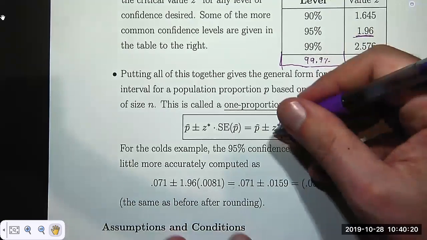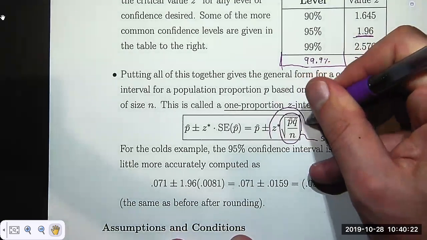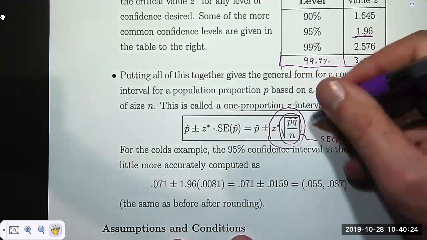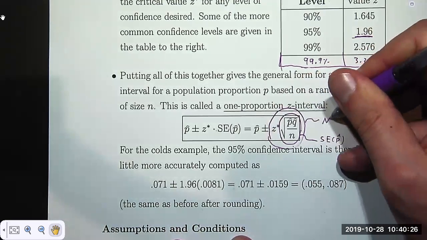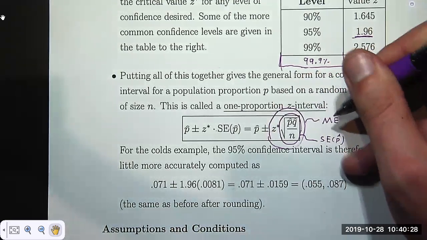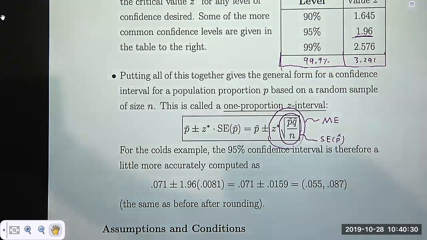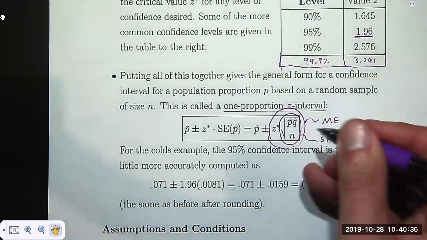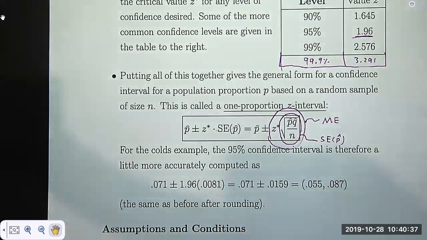And then we've got the margin of error right here. Margin of error. All right. So margin of error is just some multiple of the standard error.